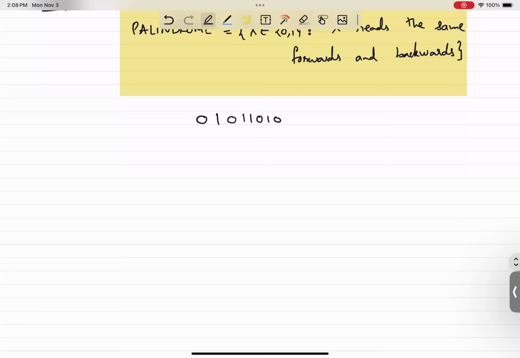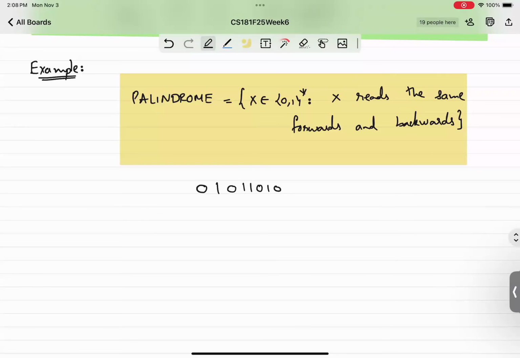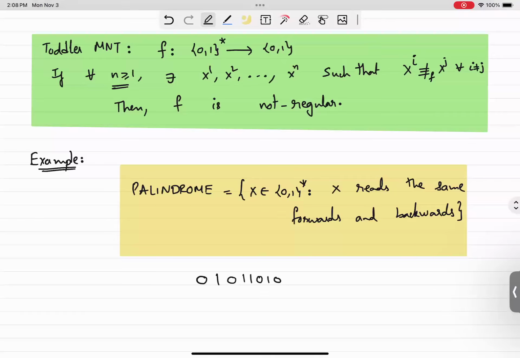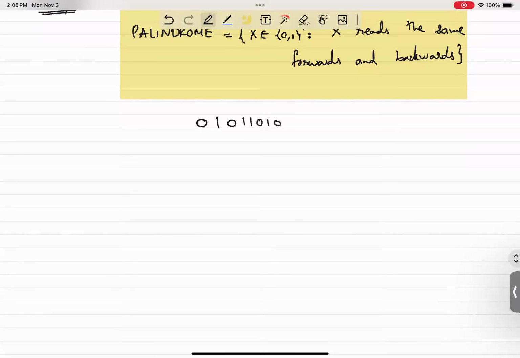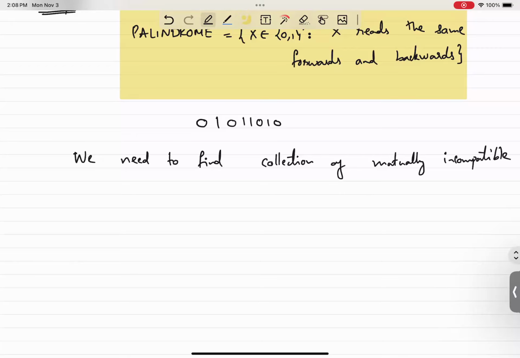Okay. And my claim is that this is not a regular language, and I want to use toddler MNT to prove it. So if you want to use the Myhill-Nerode theorem, we need to find a collection of mutually incompatible strings. Right, so that's our goal. We want to find a collection of mutually incompatible strings. Okay. Any suggestions on what these strings might be? Any guesses?